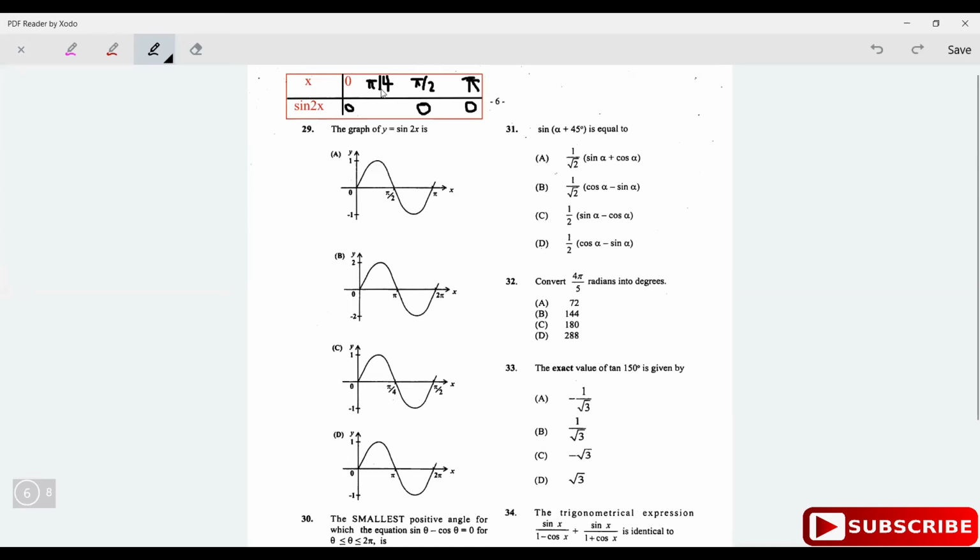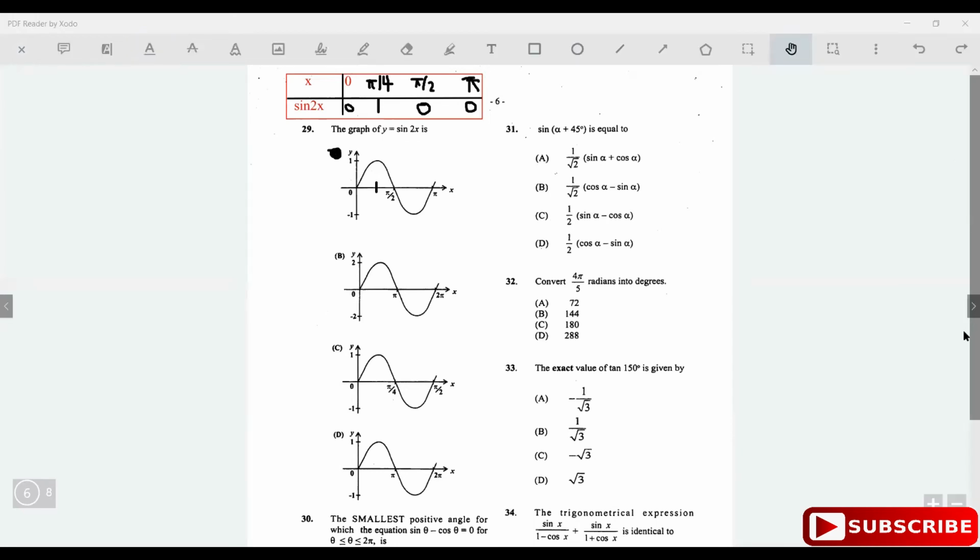Now when x is pi by 4, you put pi by 4 here. 2 times pi by 4 is pi by 2, and the sine of pi by 2 is 1. So we need to see which graph best suits this data. When x is 0, you get 0, this is good. X is pi by 4 right here, you get 1. Pi by 2, you get 0. Pi, you get 0. That's option A. So that's option A. We didn't have to go far. It's option A, and we're good.